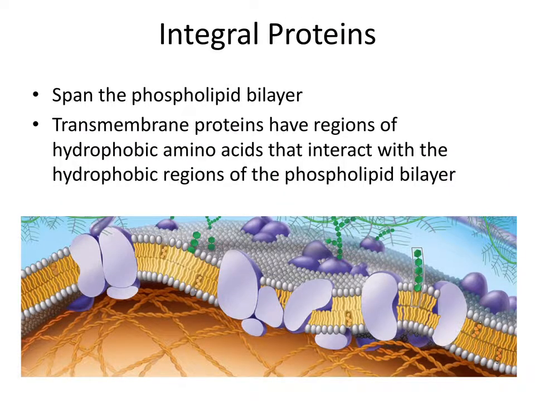The next biological macromolecule that's present in the plasma membrane is proteins. Proteins that span the entire plasma membrane are called integral proteins. Structurally, these proteins have hydrophilic portions that interact with the outside of the cell and the inside of the cell, and they also have hydrophobic portions that interact with the hydrophobic core made by the hydrophobic tails of the phospholipids themselves.